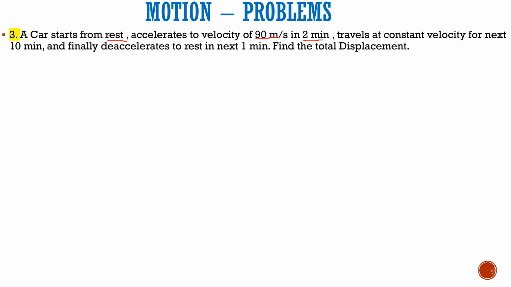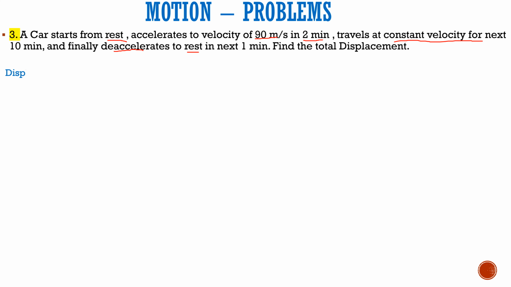an acceleration. Why am I calling it the first phase? Because there are 3 phases in this case. First is the acceleration phase, second is the constant velocity phase, and third is the deceleration phase, wherein it is coming from the initial attained velocity to a final velocity of 0 or rest, right? So in the first phase we have u equal to 0, v equal to 90, and t equal to 2 minutes, which is nothing but 120 seconds.